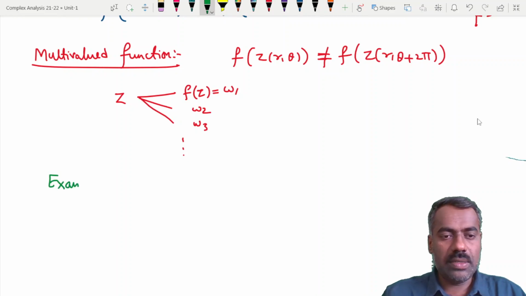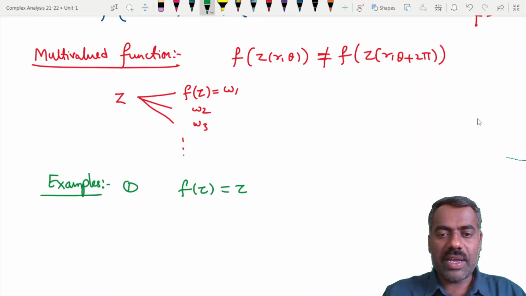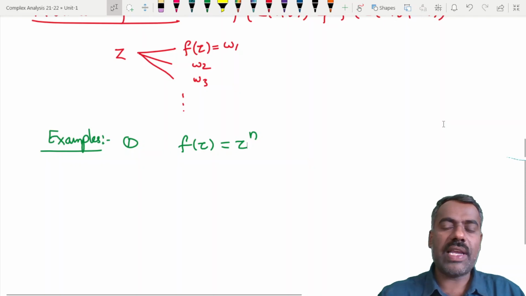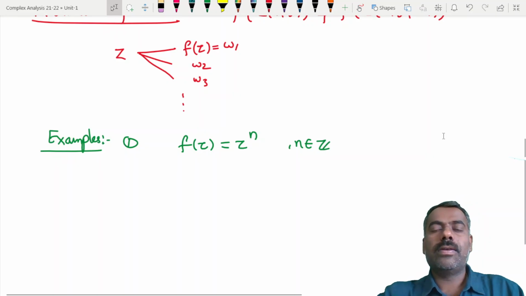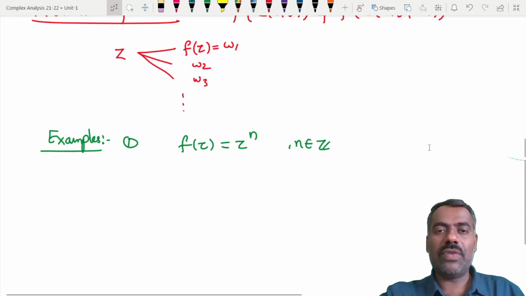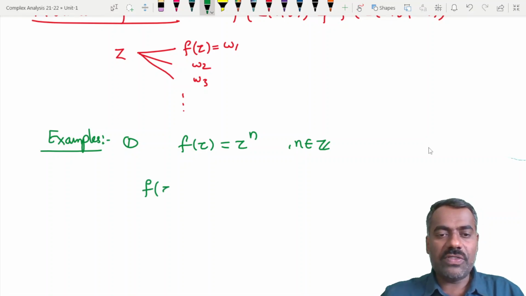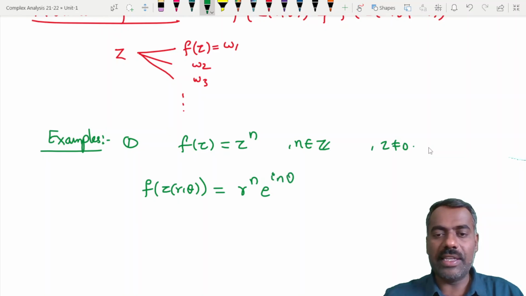Okay, fine. So let's quickly see some examples to understand multivalued functions. Example: suppose f of z is equal to z power n, where n is an integer, like 1, z square, z cube, or 1 by z, 1 by z square, and so on. Initially f of z is a function of r and theta, so assume z is non-zero. Then this is simply r power n into e power i n theta, because if you write z in polar form, z is r e power i theta.